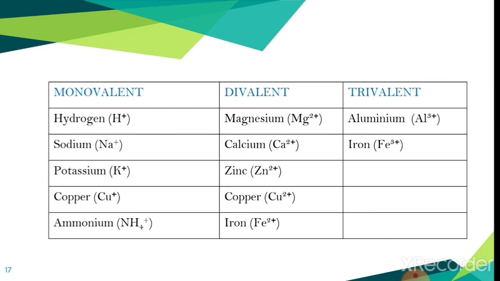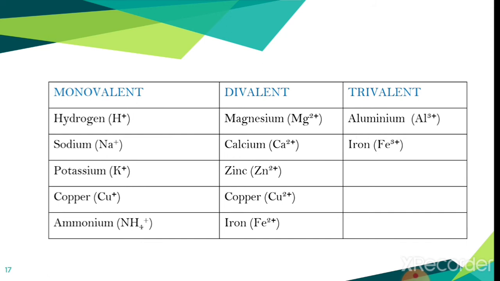Hydrogen, sodium, potassium, copper, ammonium, etc. are monovalent. They require 1 electron to complete their octet. Octet means the completion of 8 electrons in the outermost shell. And in the case of divalent, there are 2 electrons. Magnesium 2 plus, 2 electrons are needed. Calcium 2 plus, 2 electrons are needed for the completion of the octet. And zinc, copper, etc.